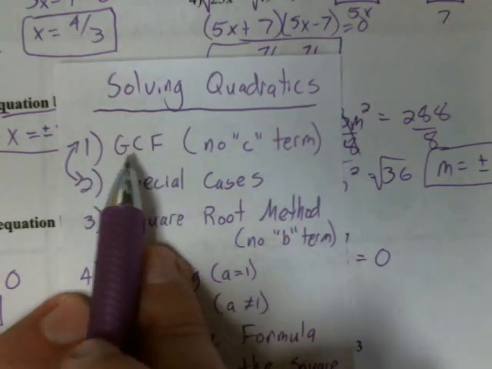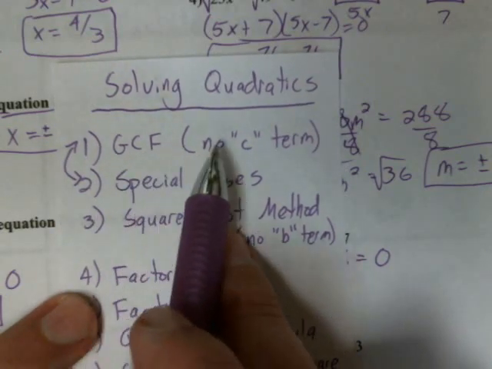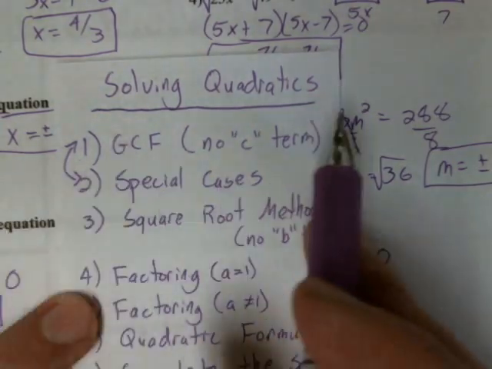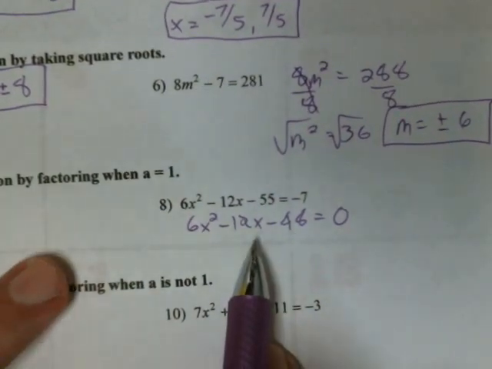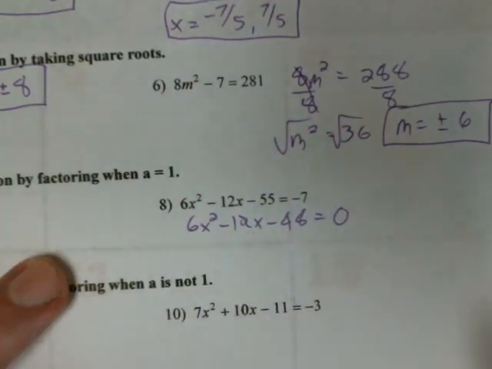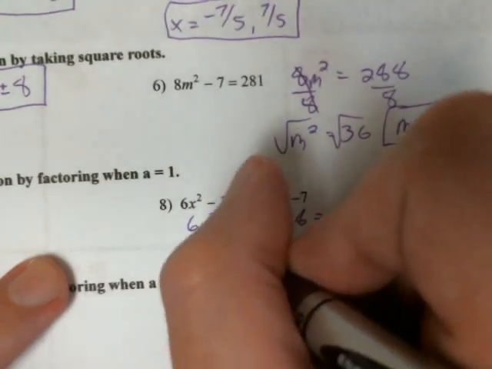But you should always look to see if there's a greatest common factor, a number that's divisible, or maybe they all have the same variable. Maybe you can factor out an x from all three terms. So these are interchangeable. Is there something common to all three? Yeah, they're all divisible by 6. So let's factor out a 6.